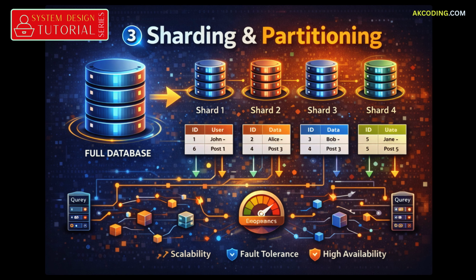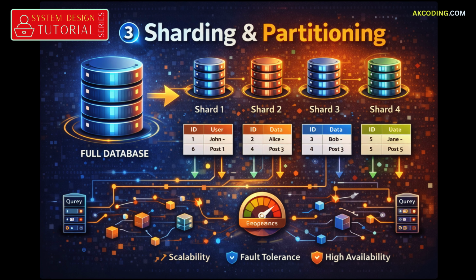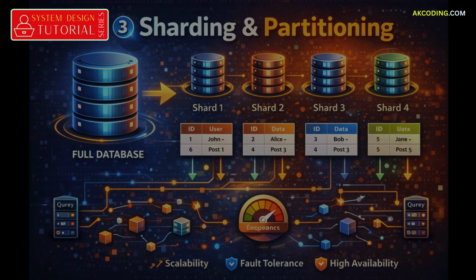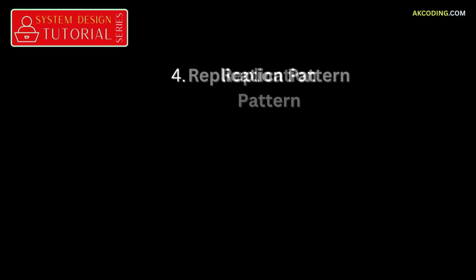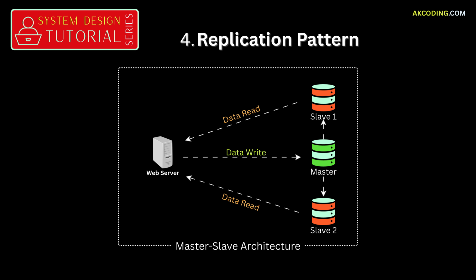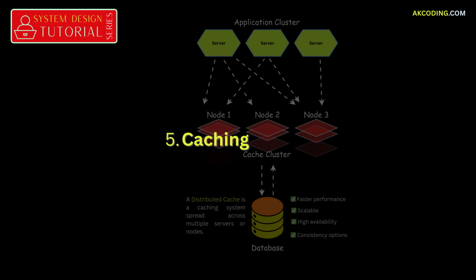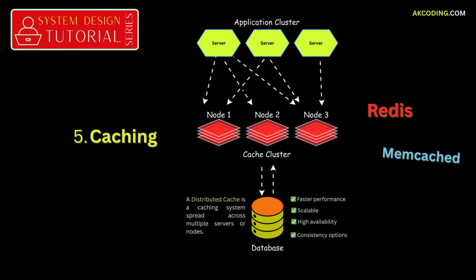Number three, that is sharding and partitioning. Breaking data into small pieces for scalability. Number four, replication. Keeping multiple copies of your data that makes your system highly available and fault tolerant. Number five, that is caching. Use Redis or Memcached to reduce database load and improve performance.